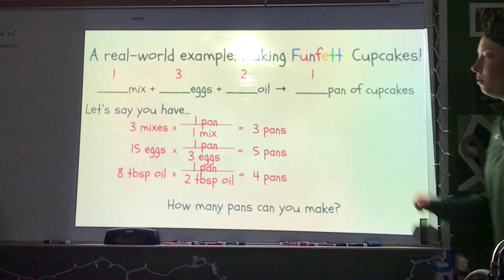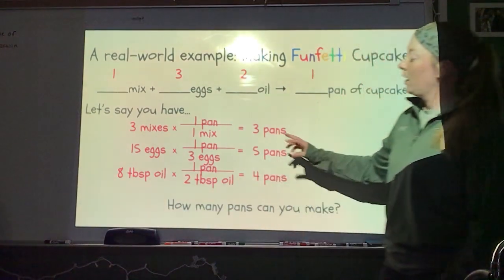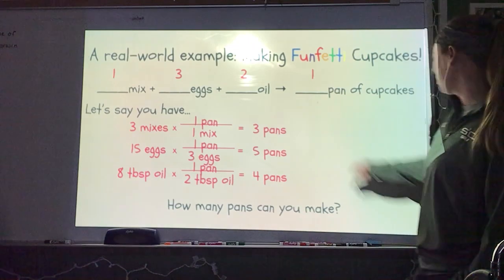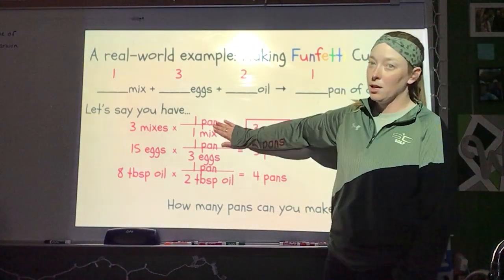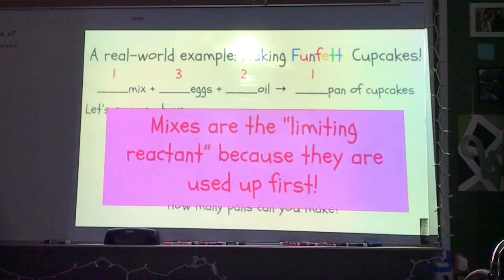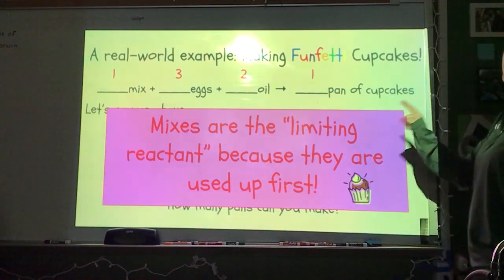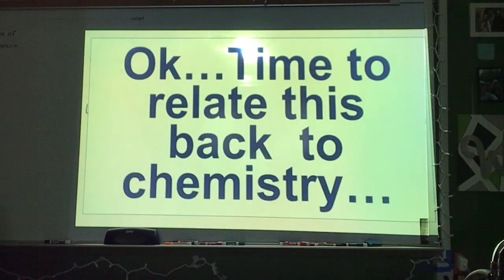So now we need to see what would be the max amount we could make with these ingredients. If we had these 3 ingredients in this quantity, we could only make 3 pans, because we're going to run out of mix first before we run out of anything else. So we would have leftover oil and eggs. So the mixes are considered our limiting reactant. That's the reactant that's going to run out first, so it's going to stop how many pans of cupcakes we can make. Okay, let's go back to chemistry.